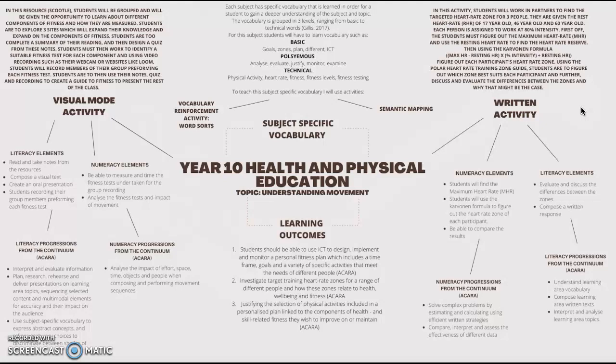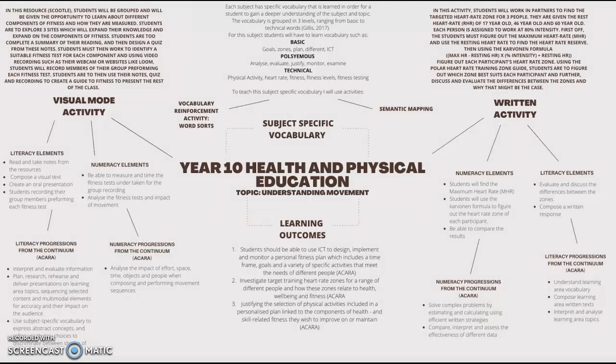First off, the students must figure out the maximum heart rate and then use the resting heart rate to find the heart rate reserve. Then using the Karvonen formula, figure out each participant's heart rate zone. Using the Polar Heart Rate Training Zone Guide, students are to figure out which zone best suits each participant and further discuss and evaluate the differences between the zones and why that might be the case.